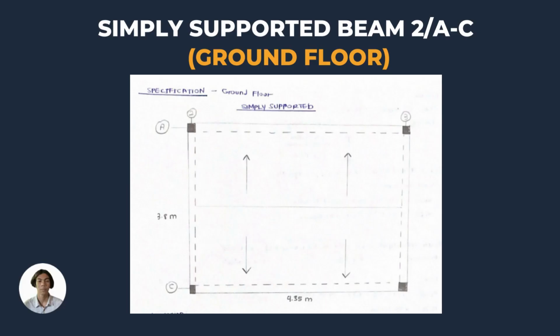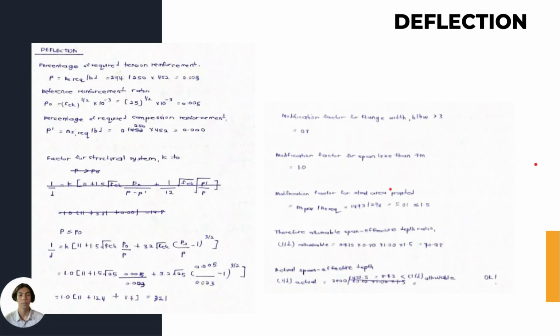This is my layout for the design of beam 2AC. The dimension for slab thickness is 150 mm and beam size is 250 by 500 mm. The characteristic load, which is finishes, 1.5 kN per meter square, and variable QK, 1.5 kN per meter square. Next, we move to deflection. The percentage of required tension reinforcement is 0.003 and P naught is 0.005.